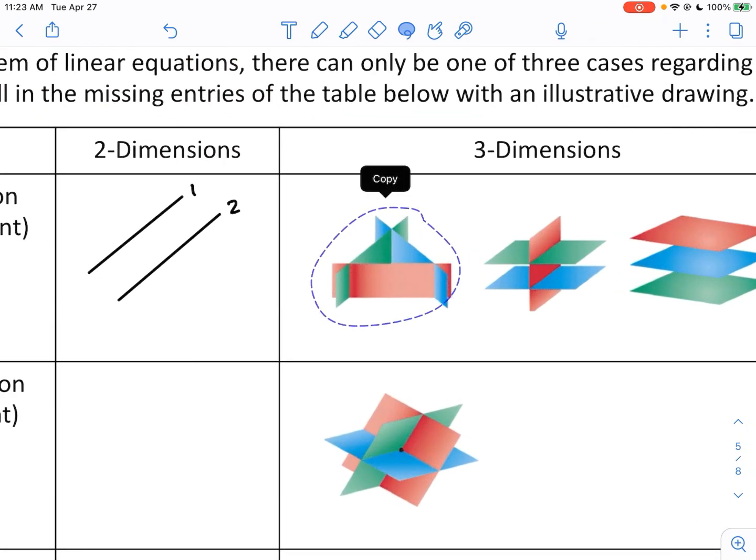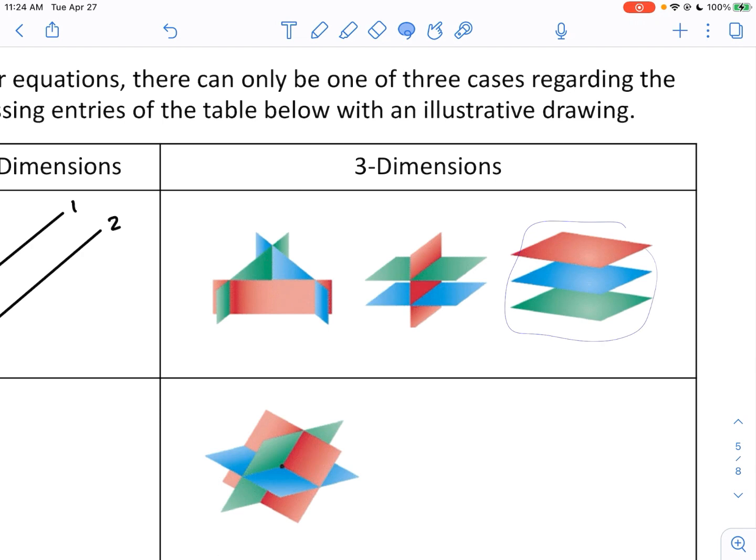Here's a situation where three planes are interacting in such a way that there are points of intersection, but there are no points of intersection for all three. The red, green, and blue don't have any points in common. Here's a case where green and blue are parallel planes, and red cuts through both of them. But again, yes, there are points of intersection, but there are no points of intersection for all three planes. Or you could just have three parallel planes like this, and there would be no points of intersection.